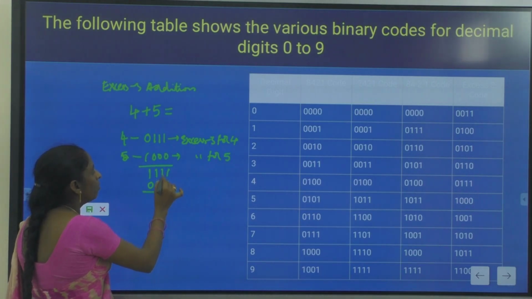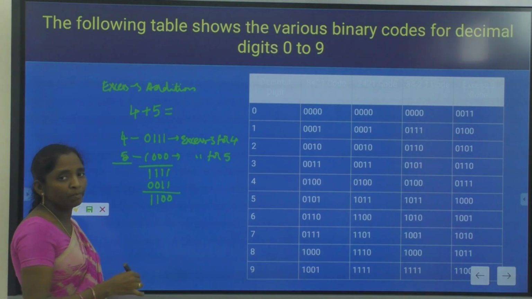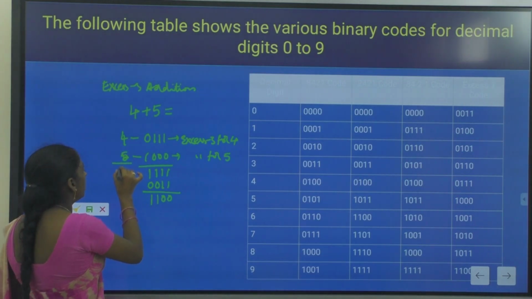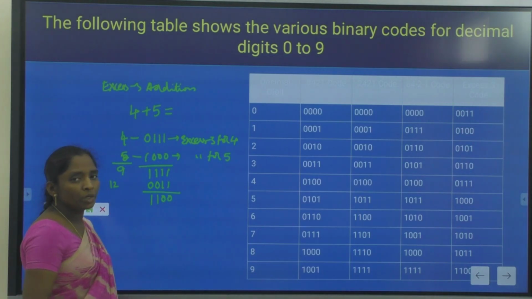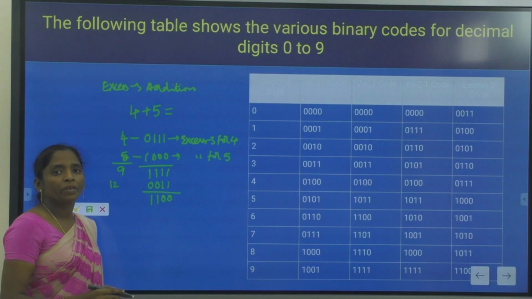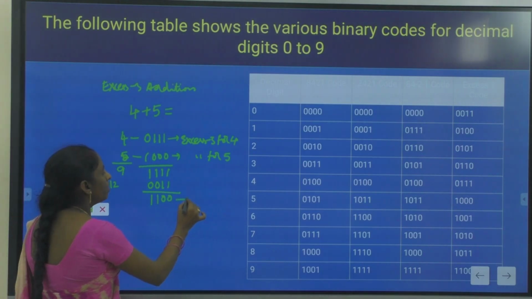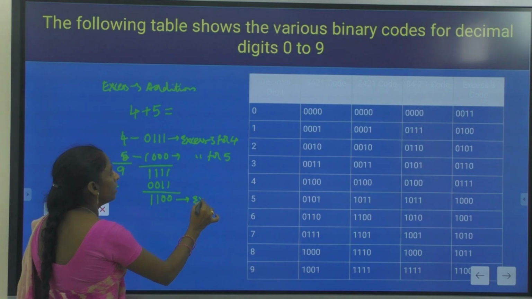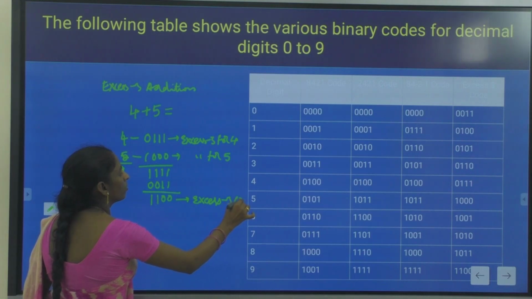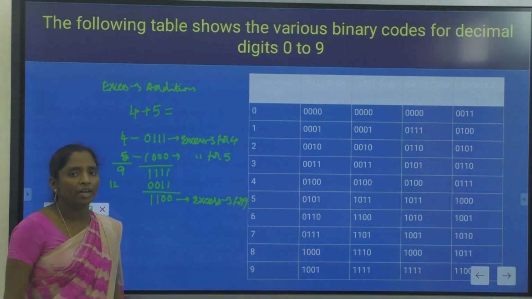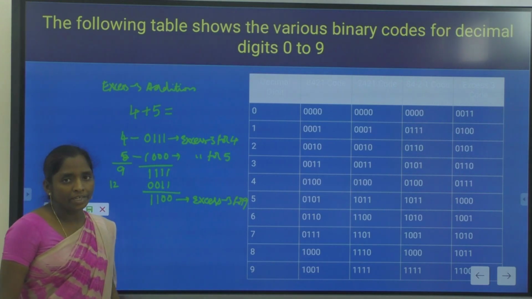1 minus 1, 0. 1 minus 1, 0. 1 minus 0, 1. 1 minus 0, 1. Okay, as per decimal addition, 4 plus 5 is 9. The x3 for 9 is 9 plus 3, 12. So 1100 is the x3 for 9. So this is the x3 addition.